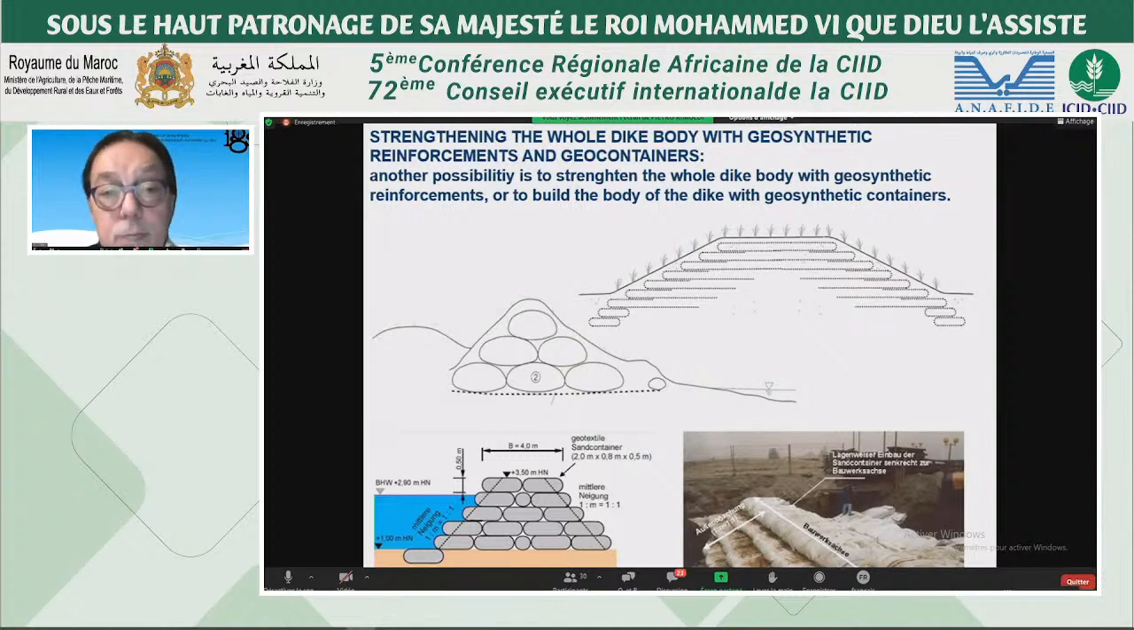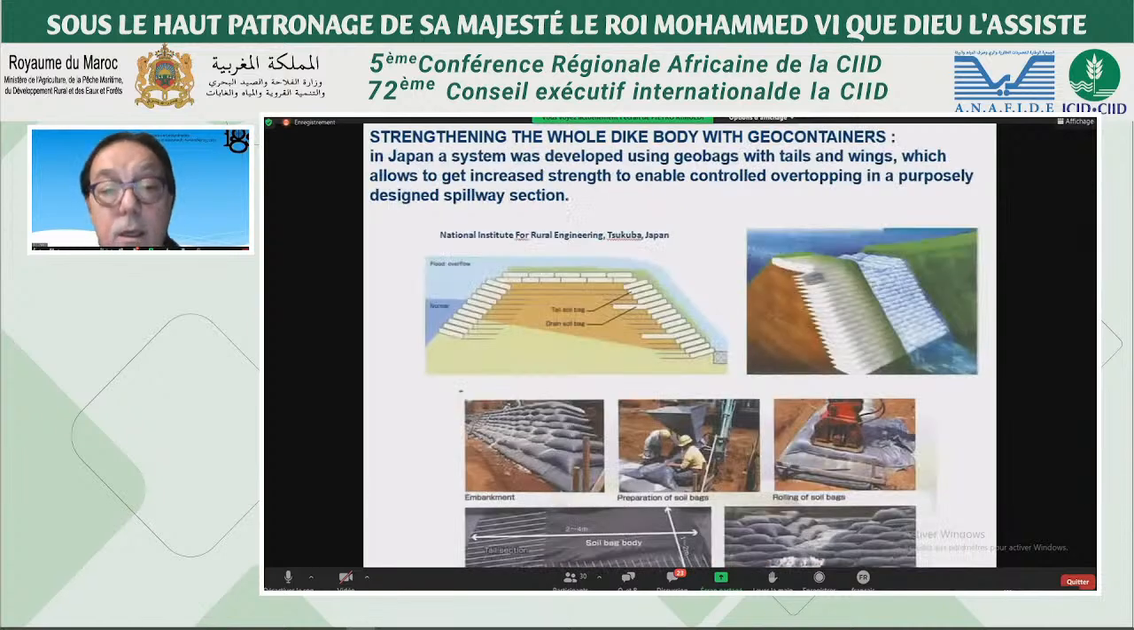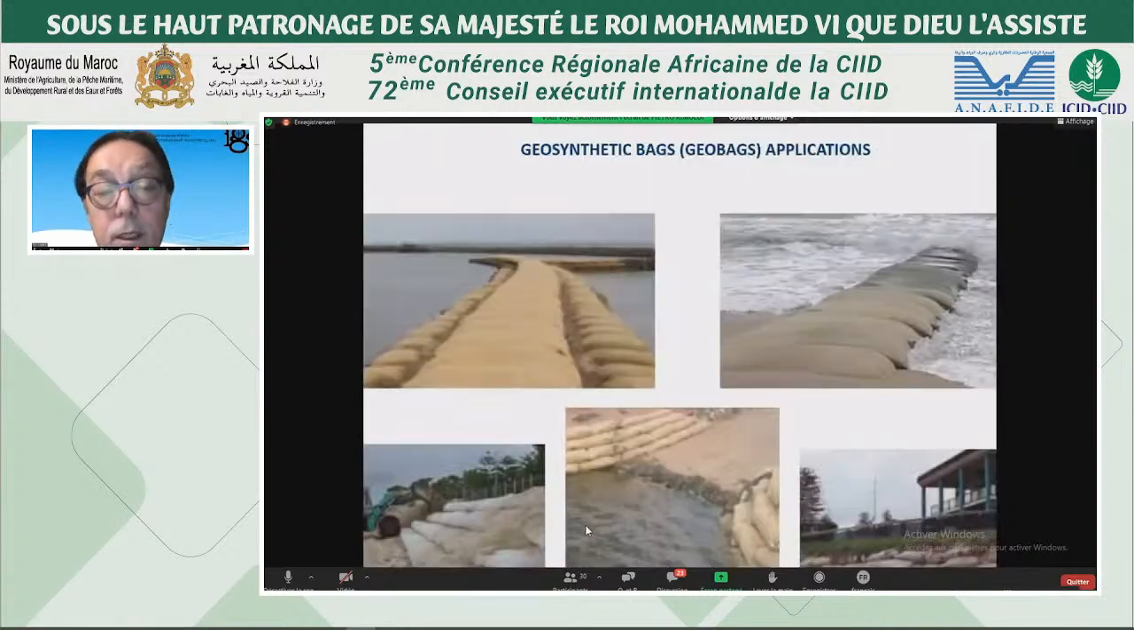avec un conteneur géosynthétique. Au Japon, par exemple, il y a un système qui a été mis au point avec des géobags qui renforcent la capacité, justement pour inhiber le dépassement.